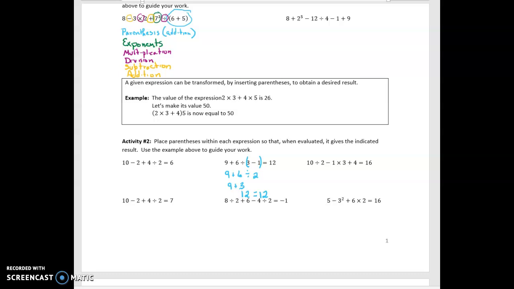So we want to force something to happen first. In this case, I'm going to have the 2 and the 4 be added together. So now I have 10 minus the 4 and the 2 is now 6 divided by 2. We have 10 minus 6 divided by 2, which is 3. 10 minus 3, 7 equals 7.